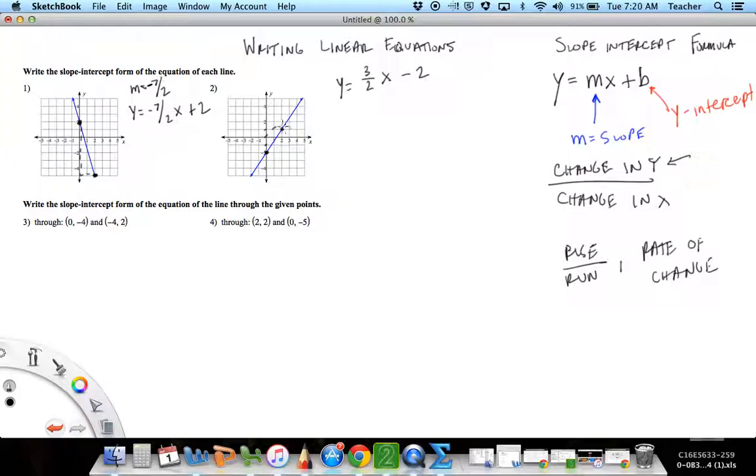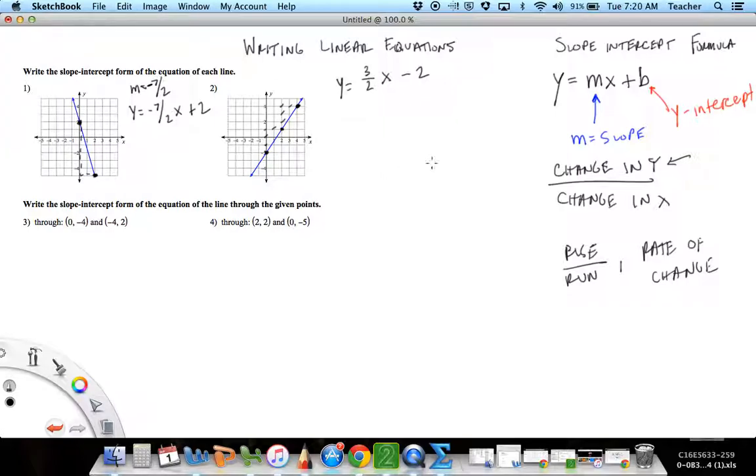Again, I could keep going on forever if I wanted to. Let's see. 1, 2, 3, 1, 2. You'll notice I cross another line. So if I wanted to, I could go up and over, and I would get 6 over 4. Same thing, it simplifies to 3 halves.